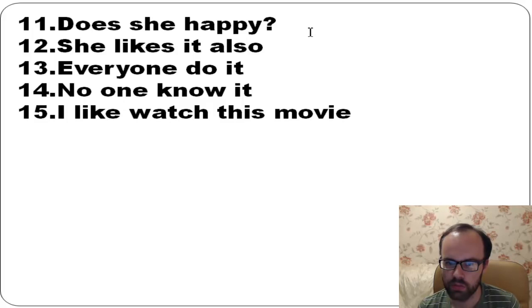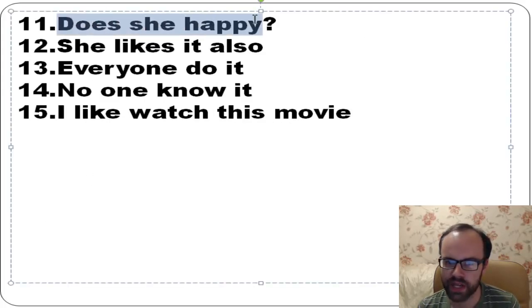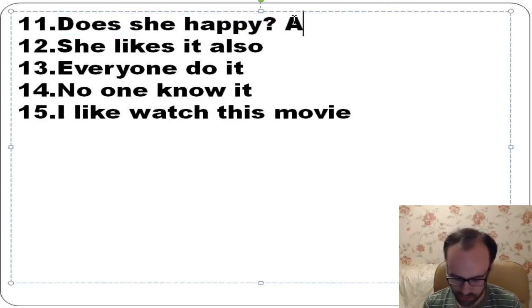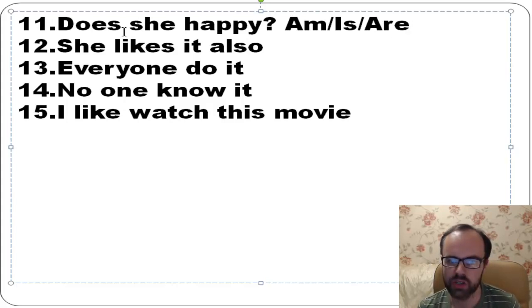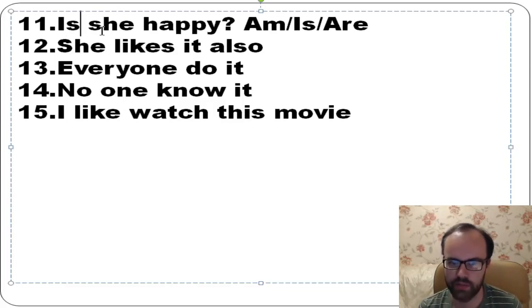"Does she happy?" So, what is wrong? We have this rule. If we don't have a verb and we want to say it in present simple, we need to use the form of to be. Am, is, or are. Do you have a verb in the sentence? No. So we need to use the form of to be in questions. He, she, it is. "Is she happy?" Okay, next.